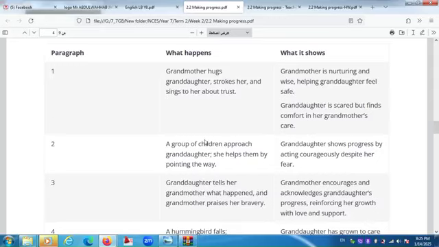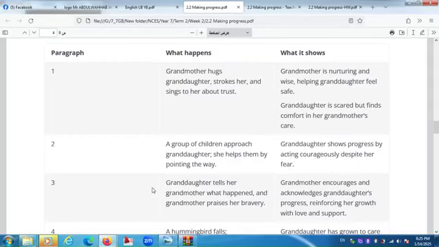In paragraph 2, things became better. A group of children approach the granddaughter. That's a test, a challenge. She helps them by pointing the way when they asked about the road. What does that show? That shows progress. The granddaughter shows progress by acting courageously despite her inside fear.